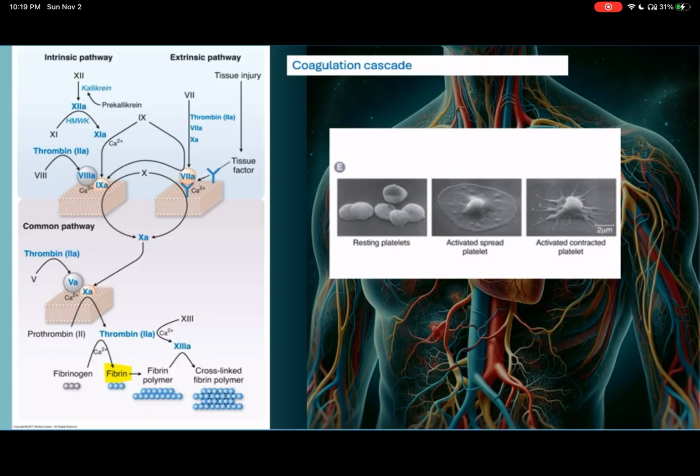Platelet pseudopods, and take a look at these pictures over here where you can actually see conversion of platelets from the resting form to activated spread platelet to activated contracted platelet. You can see the pseudopods. So these pseudopods attach to the fibrin strands at the periphery of the plaque and contract. Platelet contraction yields a compact, solid, irreversible clot, or what we call a secondary hemostatic plaque.